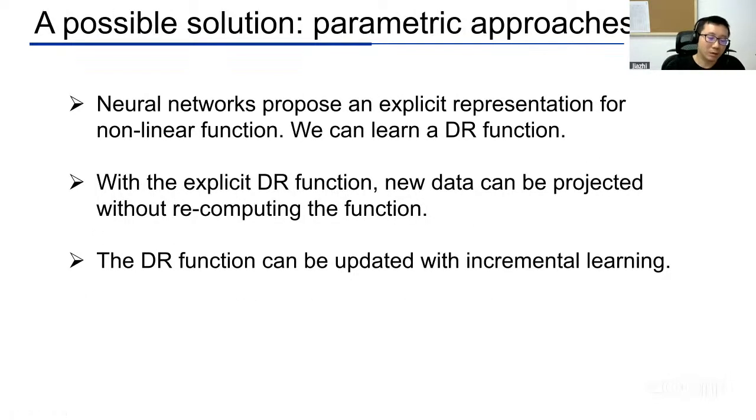So when we think about this question, we propose a possible solution: to provide parametric approaches. Neural networks can provide an explicit representation for a nonlinear function. We can learn the function. With the explicit dimensionality reduction function, new data can be projected without recomputing the whole function. Also, the dimensionality reduction function can be updated with incremental learning.